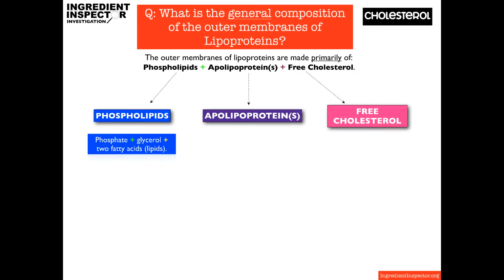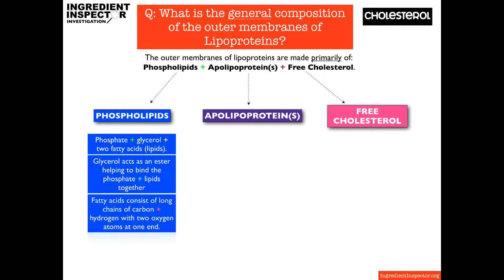So phospholipids: it's phosphate plus glycerol plus 2 fatty acids, which are lipids. The glycerol acts as an ester, helping to bind the phosphate and the lipids together. The fatty acids consist of long chains of carbon and hydrogen with 2 oxygen atoms at one end. They help to make the lipoprotein particle waterproof.